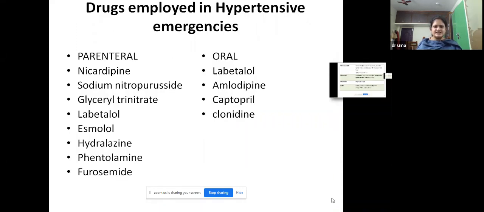These are drugs used in hypertensive emergencies, parenteral and oral. Among these, the nicardipine plus esmolol combination is the drug first started initially. Nitroprusside, nitrate, labetalol, hydralazine, phentolamine, furosemide: these are the parenterally used drugs. And oral is LAG: labetalol, amlodipine, captopril, and clonidine.